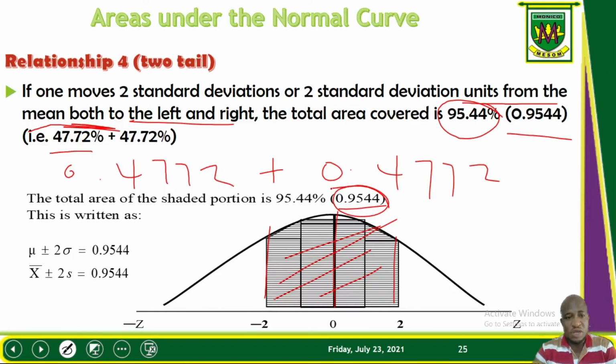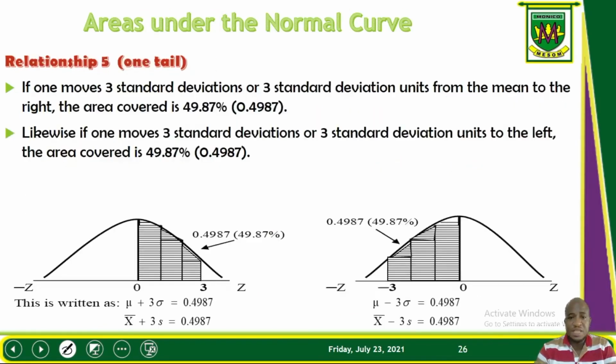So let's move to the 5th relationship. That is when we are moving 3 standard deviation units from the mean to either the left or the right directions. Okay, so let's move to the next slide. I hope you've understood the 4th relationship. Let's move to the 5th relationship.